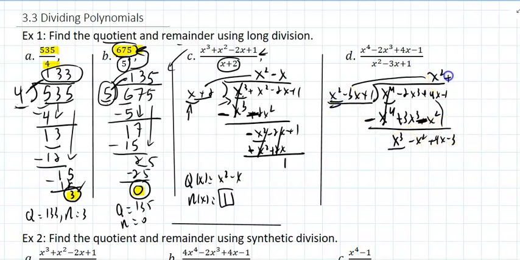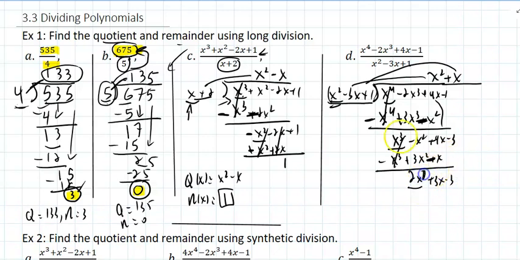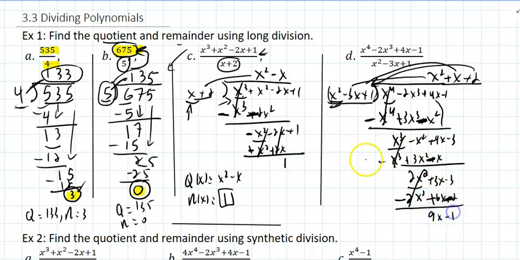X cubed divided by x squared is a positive x. Multiply x by this entire quantity. That's x cubed minus 3x squared plus x. That is 2x squared plus 3x minus 3. And if I take 2x squared divided by x squared, that's a plus 2. Multiply the 2 by all of that quantity, that is 2x squared minus 6x plus 2, subtract. So the quotient is x squared plus x plus 2, and the remainder is 9x minus 1. Again, having a remainder other than 0 indicates that this is not a factor.